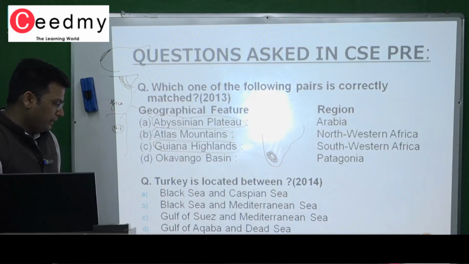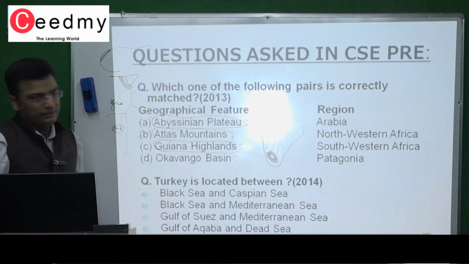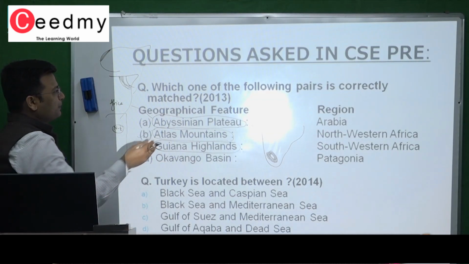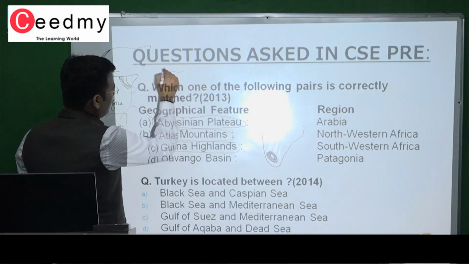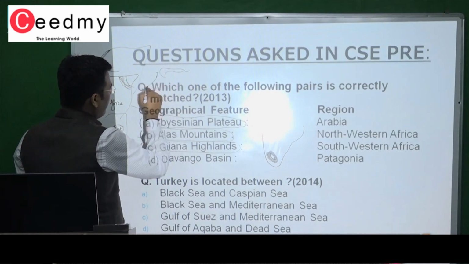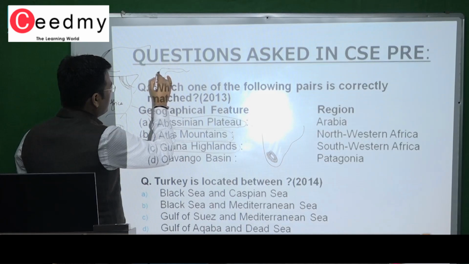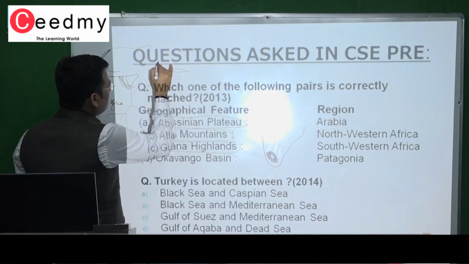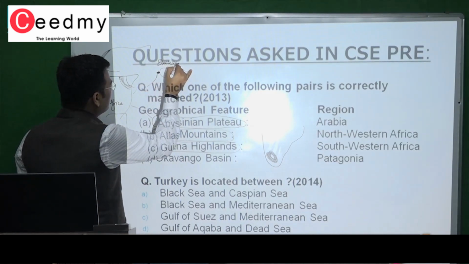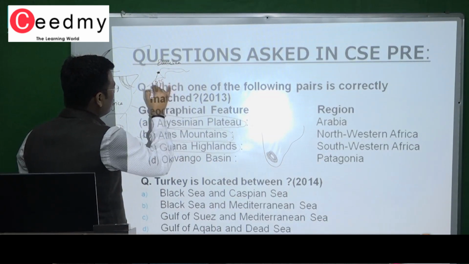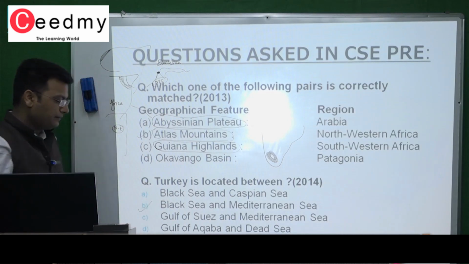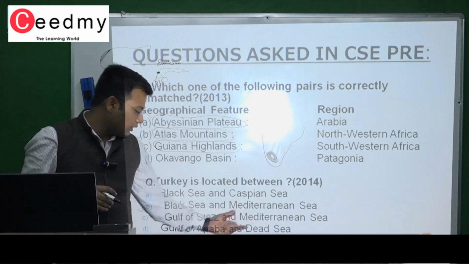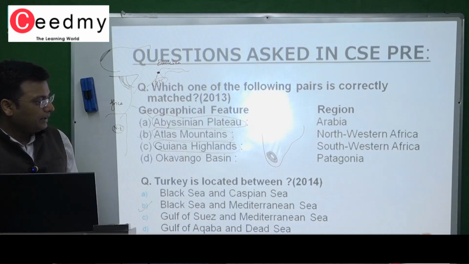Turkey is located between, they had given these options. If you know Turkey, this is a small strait here. This is the Black Sea and this is the Mediterranean Sea. Where are the Black Sea and Mediterranean Sea? B is the option. Gulf of Suez and Mediterranean Sea.